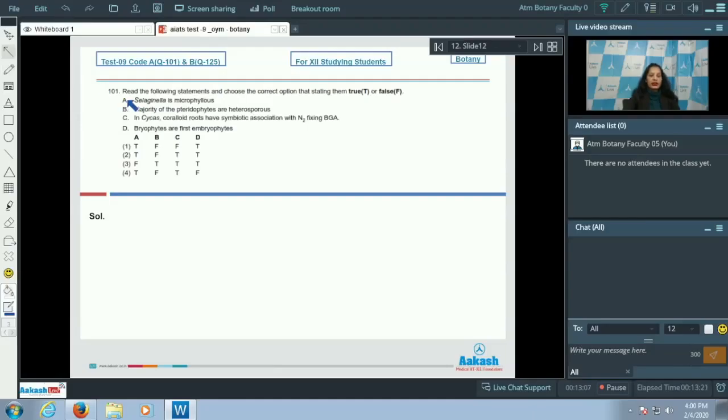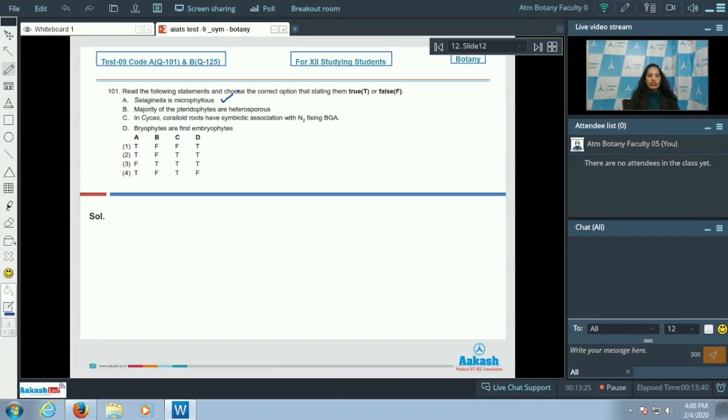Question number 101. Read the following statements and choose the correct option that's stating them true or false. A. Selaginella is microphyllous. True. What does it mean? Selaginella is a heterosporous pteridophyte. It has small leaves. That's why it is called microphyllous.